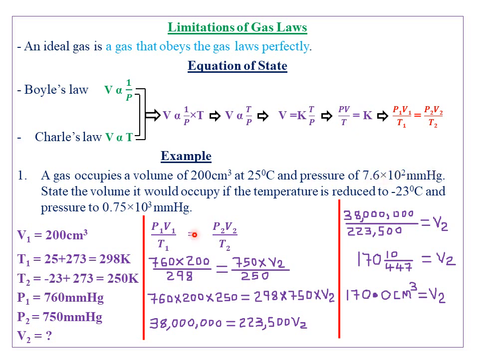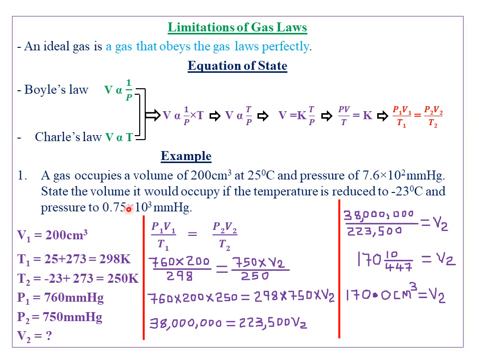So this is our P1, or the pressure at point 1. Remember, 10 power 2 simply means 10 times 10, which is 100. So if you take 7.6 times 100, you'll simply obtain 760 millimeters of mercury. We are told to state the volume it will occupy. So they want V2, or the second volume, if the temperature is reduced to, so this is the final temperature, negative 23 degrees Celsius. Again, we convert it into the SI unit, Kelvin. So we'll simply take negative 23 plus 273, which gives us 250 Kelvin.